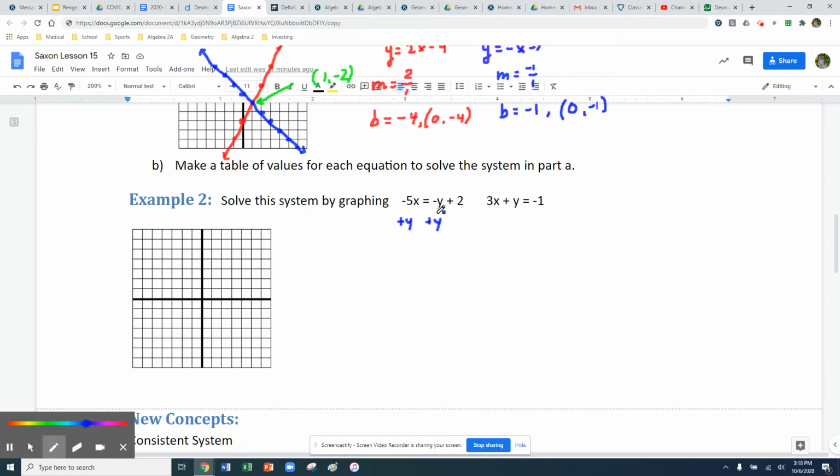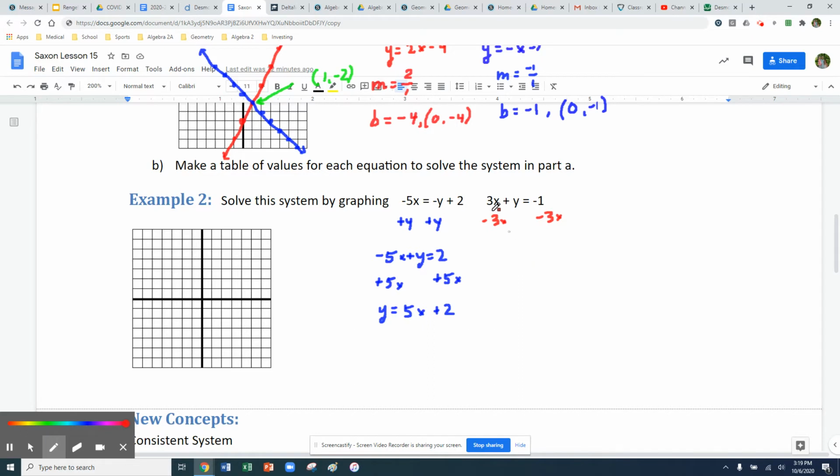To start out, if I move and add this y over to this side, I will have -5x plus y equals 2. Our next step then is to move the x back to the other side, so we're going to do the opposite of -5x. We'll add 5x to both sides. And we get our answer in slope-intercept form. So our slope would be 5, y-intercept would be 2, but now it's ready to put into our y equals. Now we're ready for the next one.